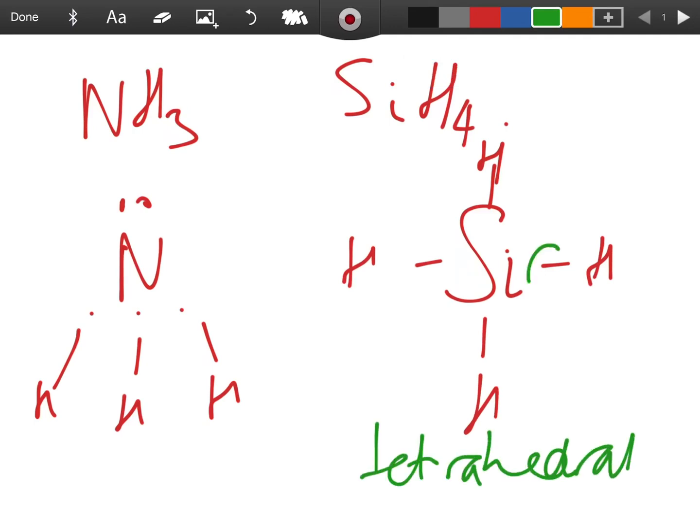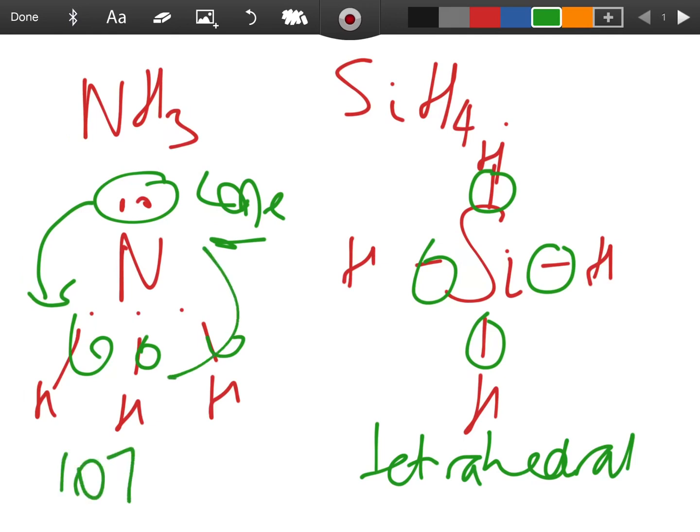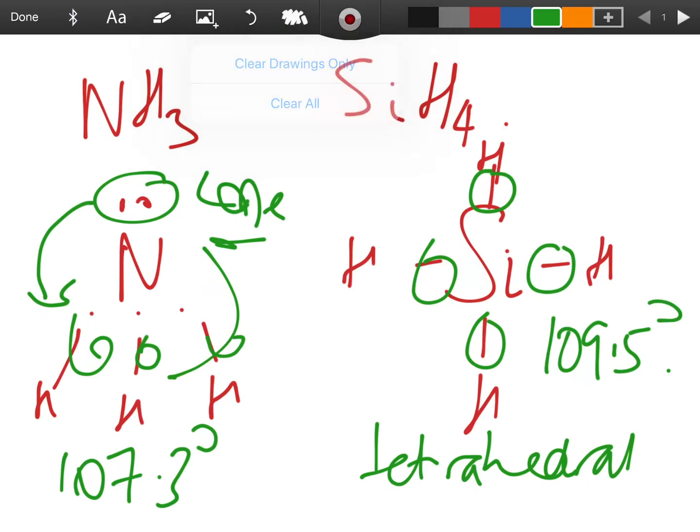It does have 4 pairs of electrons, 1, 2, 3, 4, and this one has 1, 2, 3, 4 pairs of electrons as well. But because these are lone pairs of electrons, then what are those lone pairs going to do? They're going to push the bond pairs closer together. So that closes in that angle to 107.3, whereas this angle between the bonds here, you have 109.5. Okay, so that's the difference, the lone pair there.